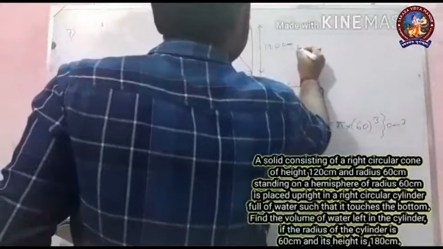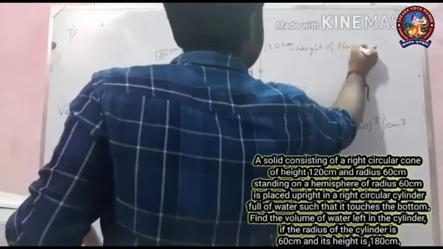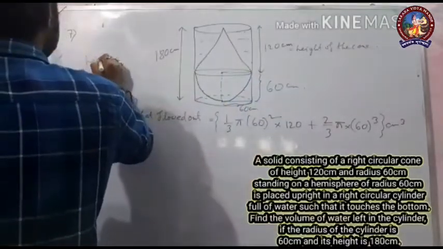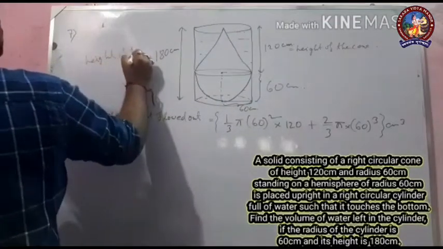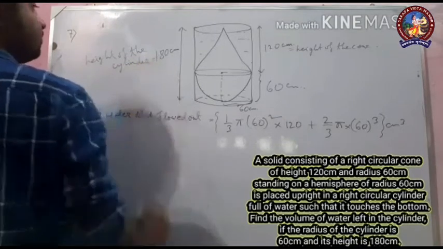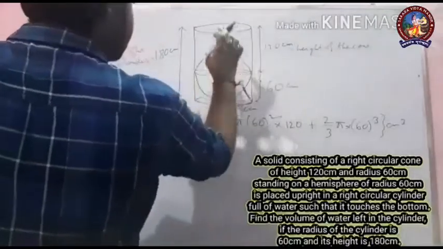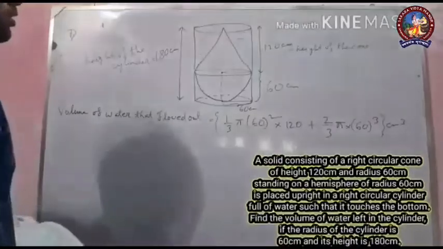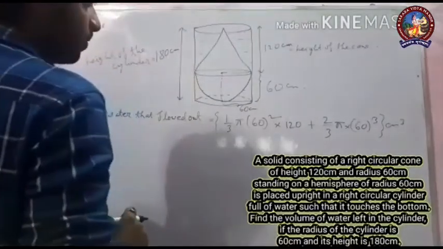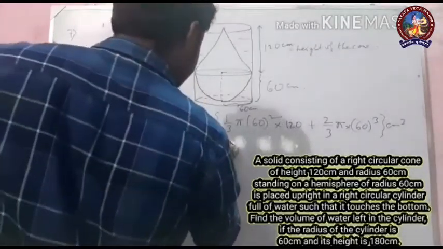Here this is the height of the cone. This is the height of the cylinder, and the radius for the hemisphere, for the cone and for the cylinder are all the same. The radius in all the three cases is the same, right? So let's calculate it.